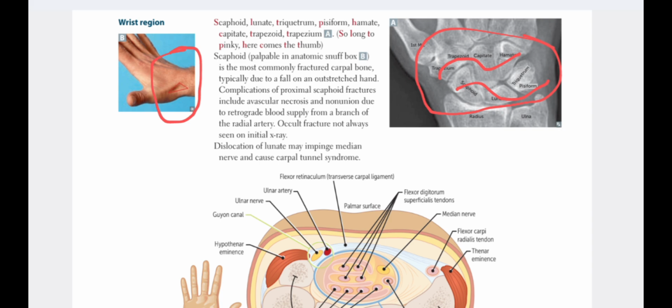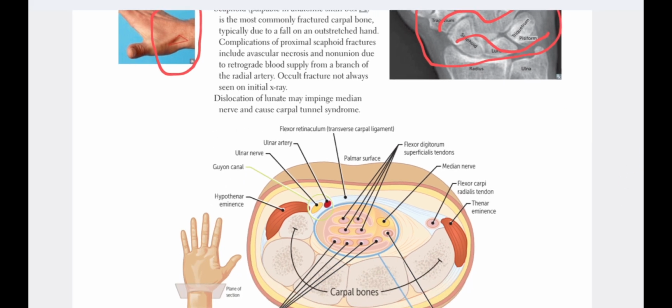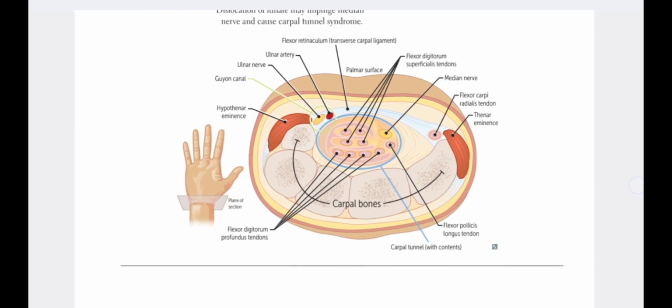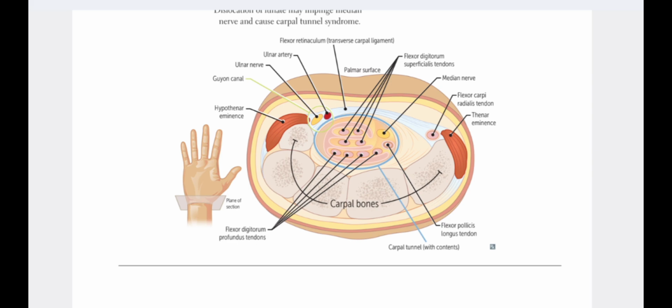Then dislocation of the lunate is the second most common pathology of the wrist region involving the carpal bones. The lunate can be dislocated and it can impinge on the median nerve and result in carpal tunnel syndrome. Carpal tunnel syndrome is a syndrome due to compression of the median nerve as it passes through this channel of the wrist region.